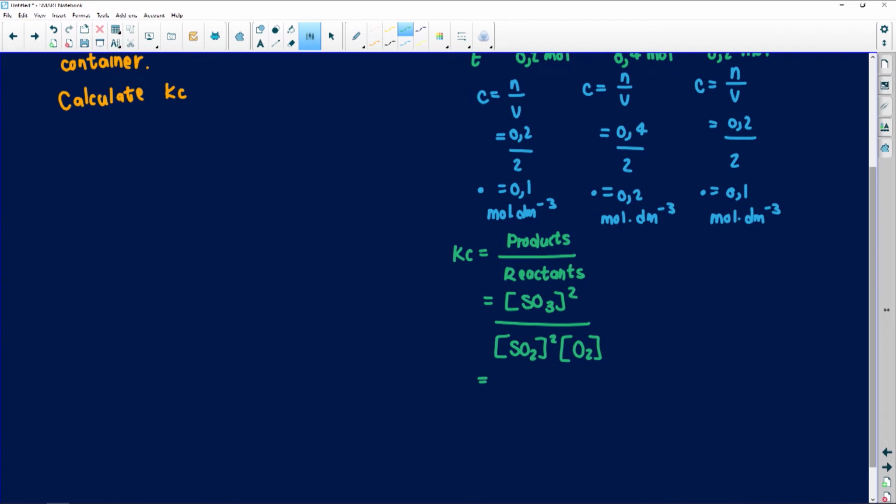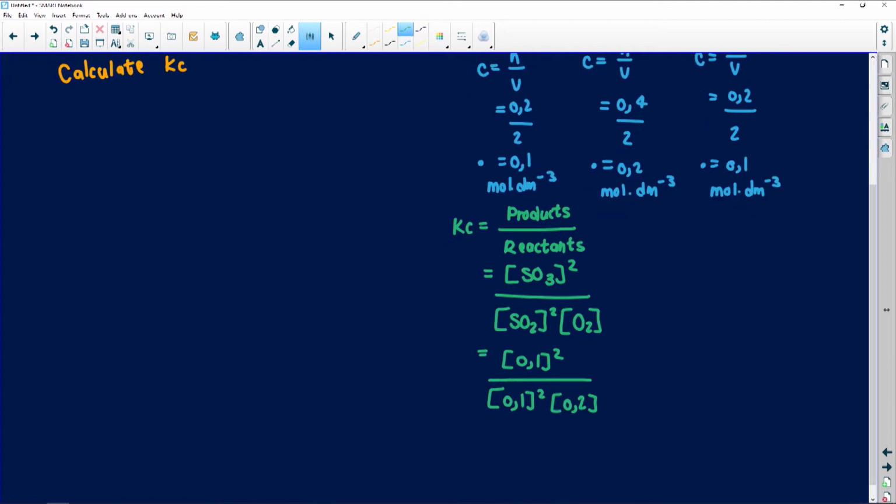Now I'm going to take the numbers at equilibrium. For SO3 at equilibrium, I've got 0.1 to the exponent 2. And then I have 0.2, which is to the exponent of 1. Now let's calculate the value of Kc.